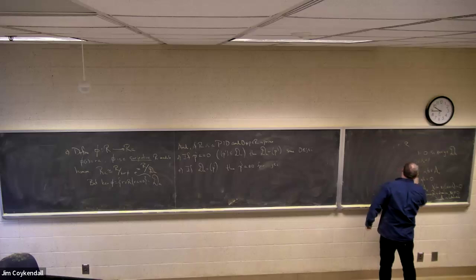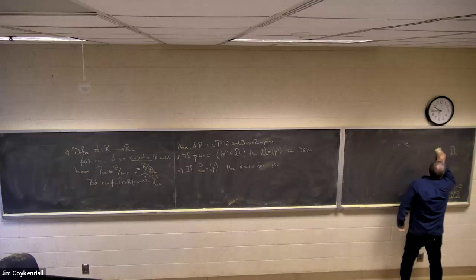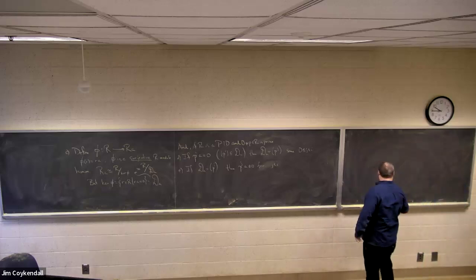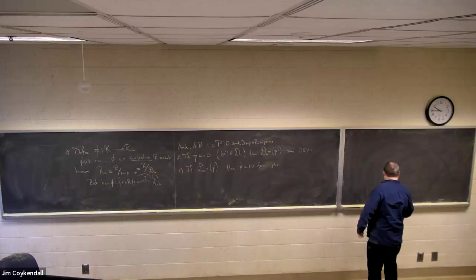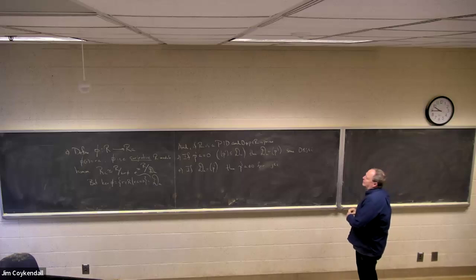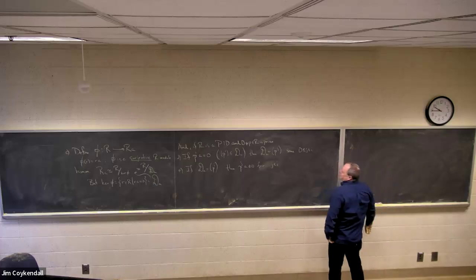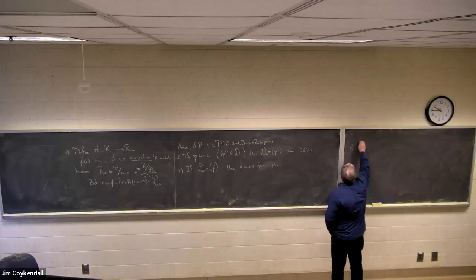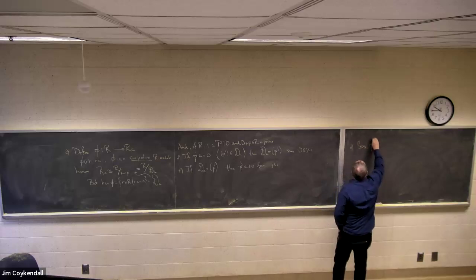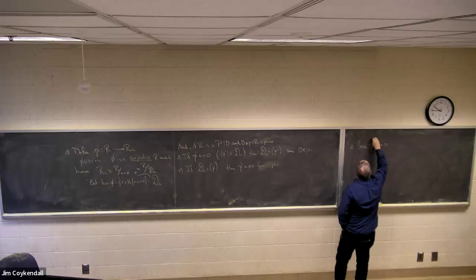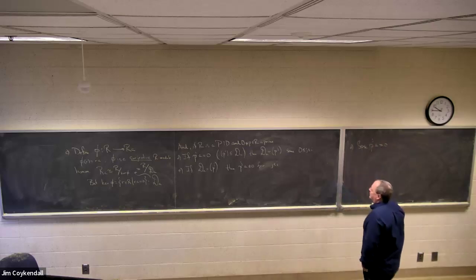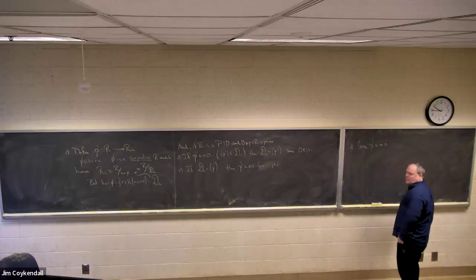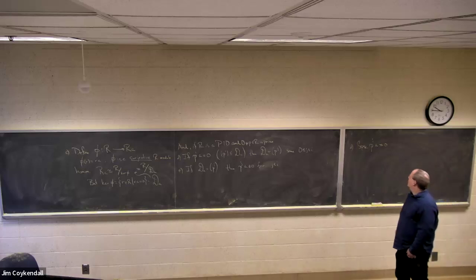Parts d and e are really specialized to principal ideal domains. And so let's prove d. Suppose that p to the i a is equal to 0. And so what does this mean?